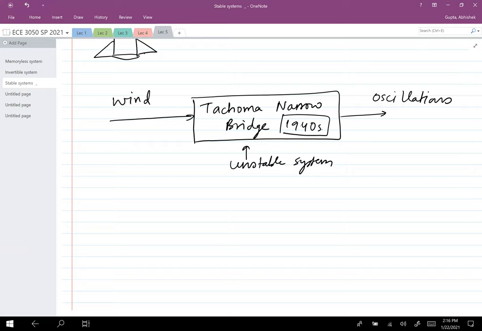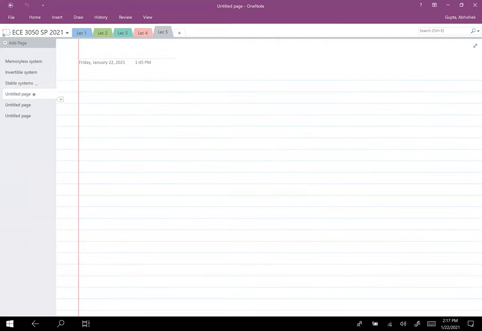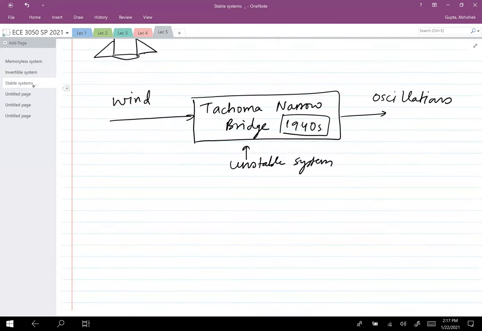When I teach 3551, I go into more depth about why this bridge collapsed, but in signals and systems, I can't go into that depth. In 3551, you will learn more about it. Any other question?